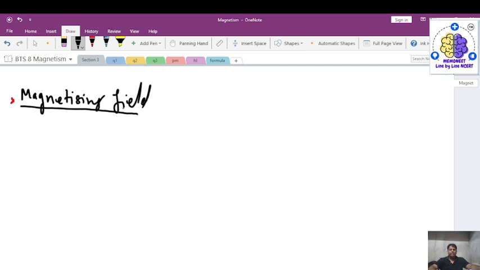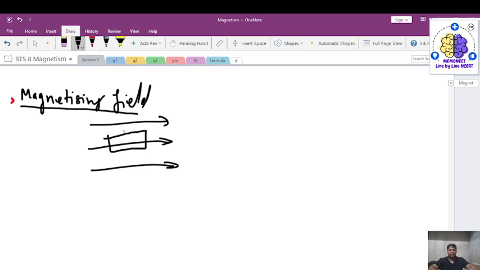That is, if there is an external field present and there is a substance in which we need to induce magnetism, then this external field is known as magnetizing field. Means that field which is inducing magnetism in some other substance is known as magnetizing field, right?